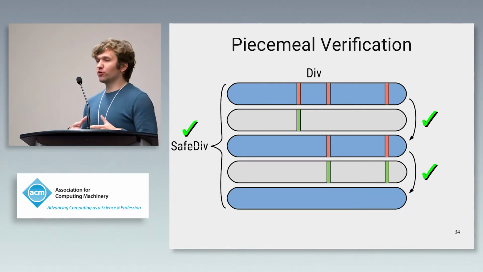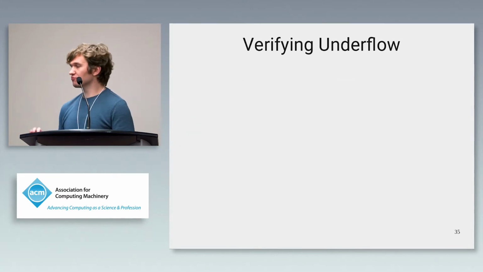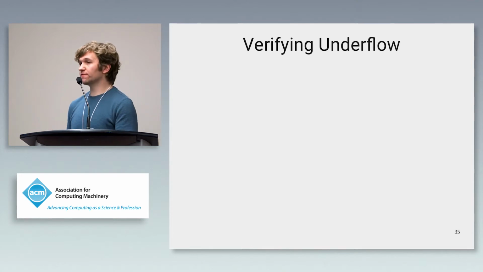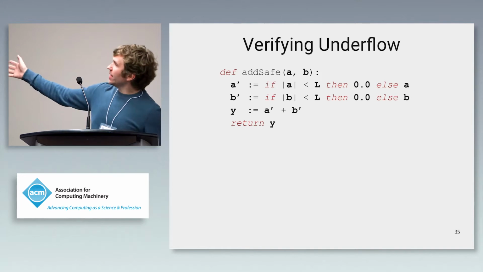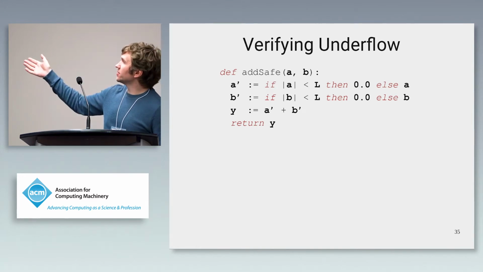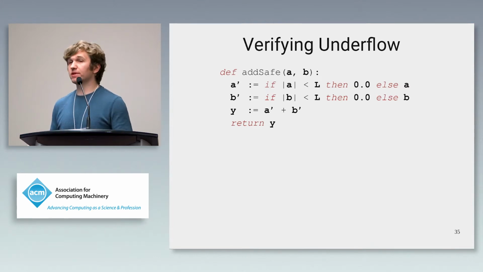And to really motivate why you want to do verification for this type of a problem, I'm just going to go over one of the simplest cases that we have. So verifying underflow here. So right here is an addition operation, add safe, and all we're doing here is underflowing if something's less than a limit.